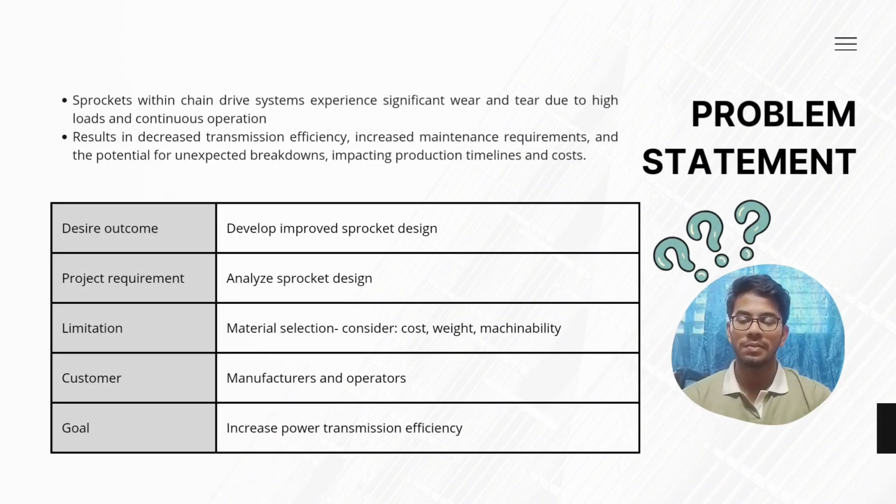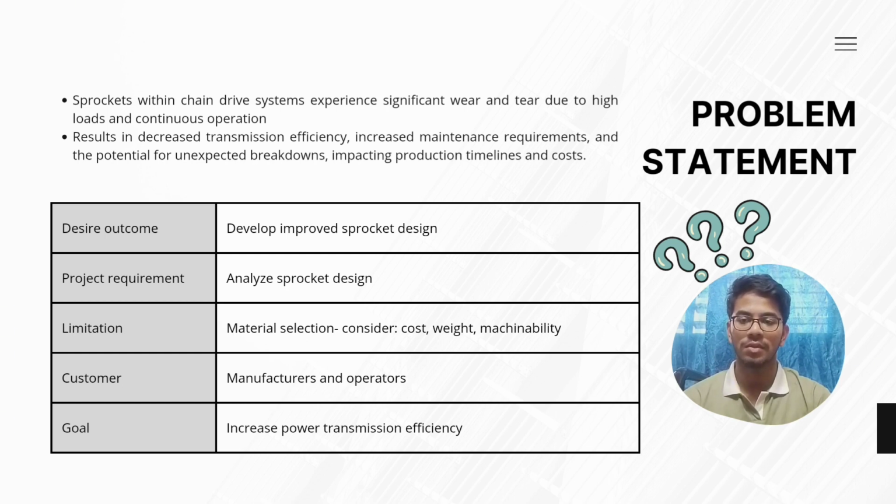This is the problem statement of our research. Sprockets within chain drive systems experience significant wear and tear due to high load and continuous operation. This results in decreased transmission efficiency and increased maintenance requirements. This also potentially will lead to unexpected breakdowns, impacting production timelines and costs.